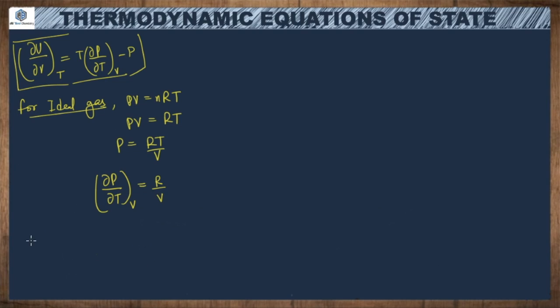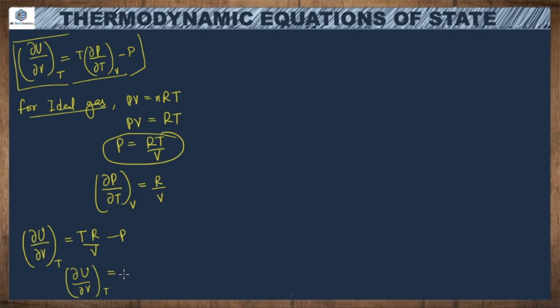Just substitute it over here. So you'll have del U by del V at constant T equal to T, which is already here, times the value R by V, minus P. Now look at this particular value, RT by V. This RT by V is nothing but P. So I can substitute that value again, and my del U by del V at constant T becomes P minus P, which is 0.